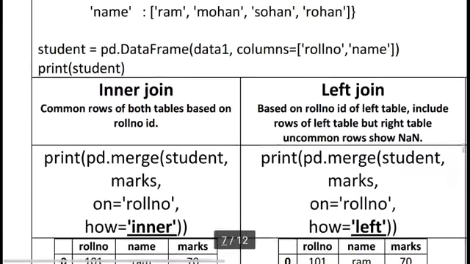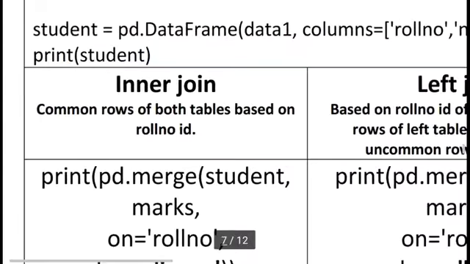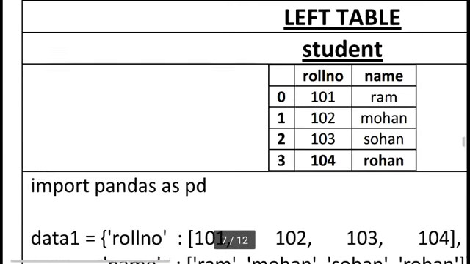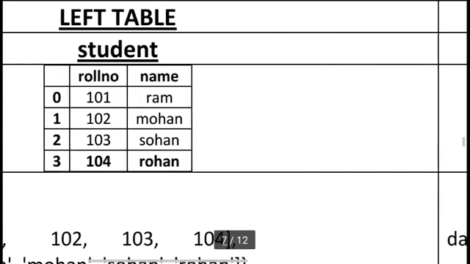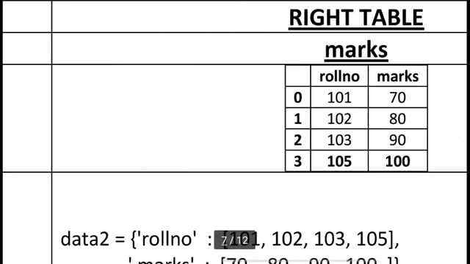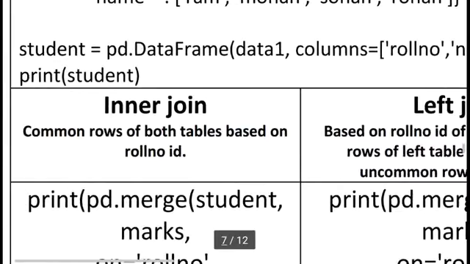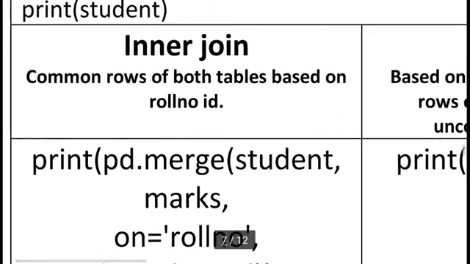First I am using inner join. Inner join means common rows of both tables based on the roll number id. Here common rows means 101, 102, 103, and here 101, 102, 103. So these roll numbers are common. This is called our inner join. So I want to merge this.